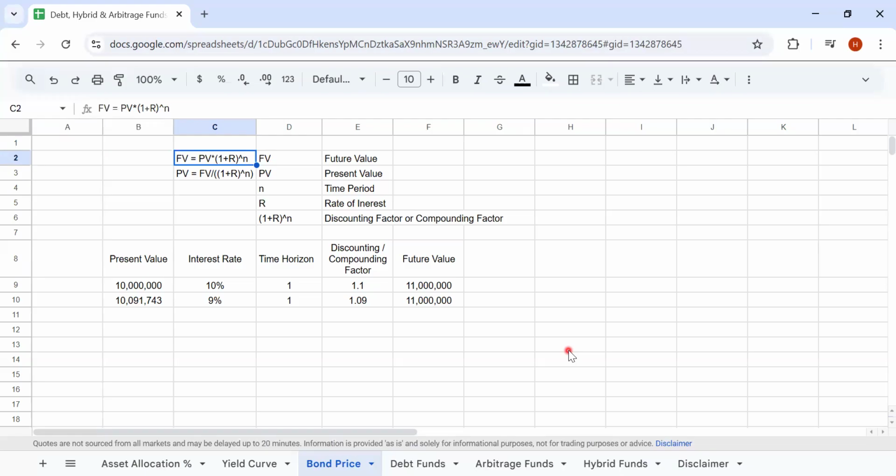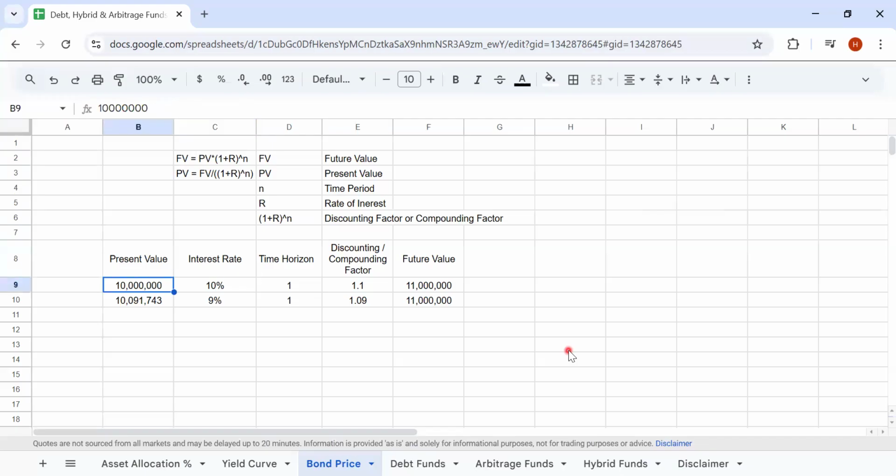So this says that future value is equal to present value into (1 plus r) power n. Here FV is the future value, PV is the present value, n is the time period, r is the rate of interest. So (1 plus r) power n is called a discounting factor or a compounding factor. When we are calculating the future value, it is called a compounding factor. When we are calculating the present value, it is called a discounting factor, right?